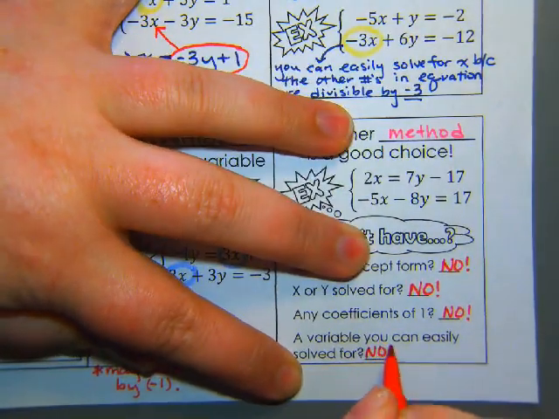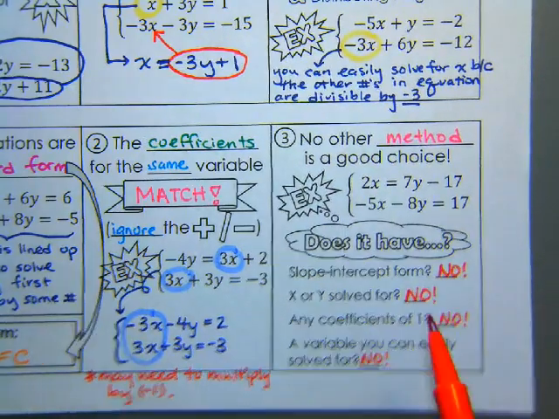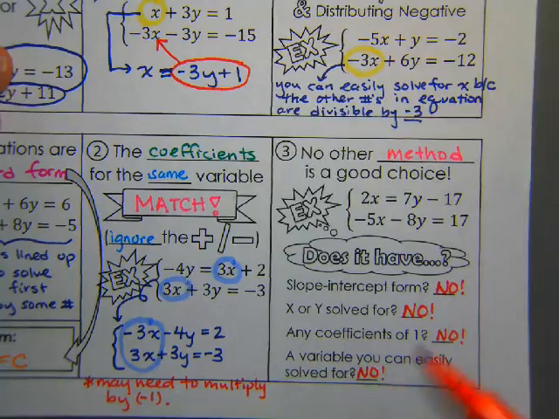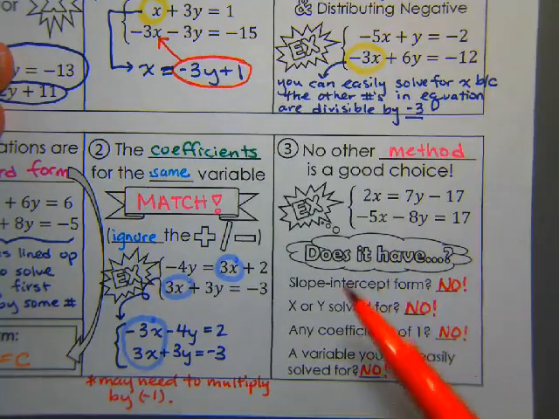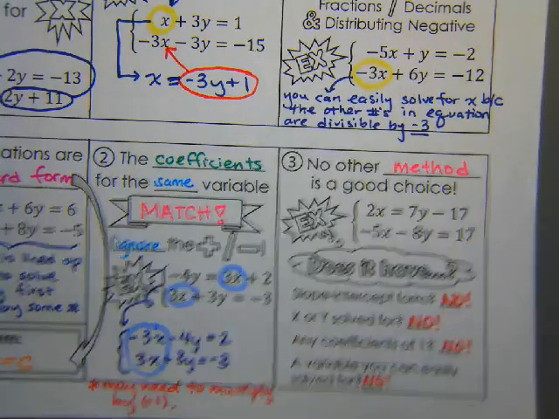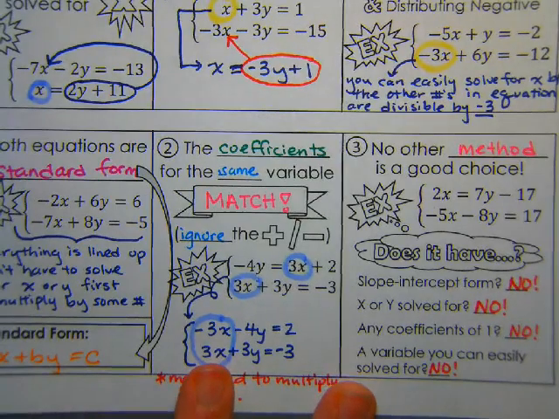So no. Because none of these are good options, you want to go ahead and just use elimination, because here it will create a little bit of a nightmare if you try and use graphing or substitution. So you just use elimination instead. All right, I hope that this helps you when you are making decisions about which method to use.